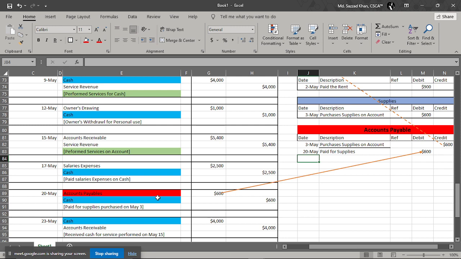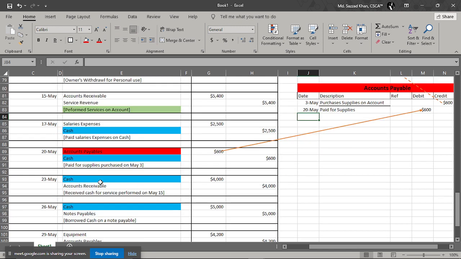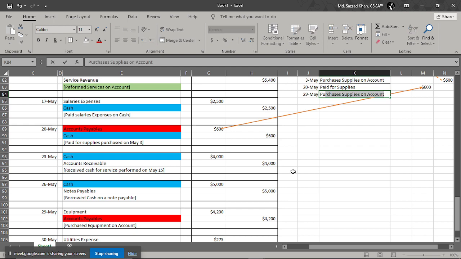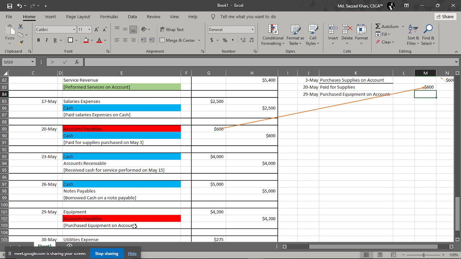Okay. Then we look for other accounts payable. Do you have other accounts payable? 29th of May, right? Color it out. What happened? We purchased equipment on account, right? How did it affect the accounts payable account? Accounts payable was credited.